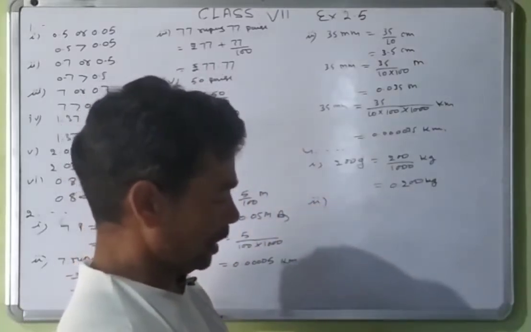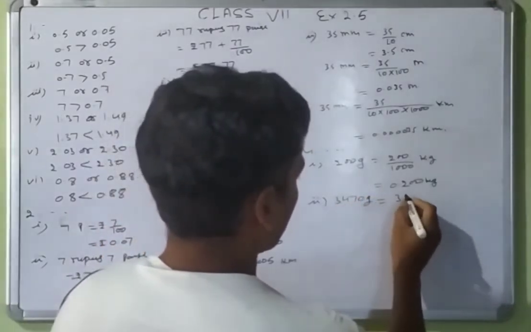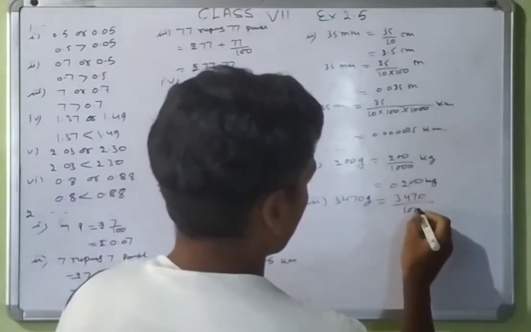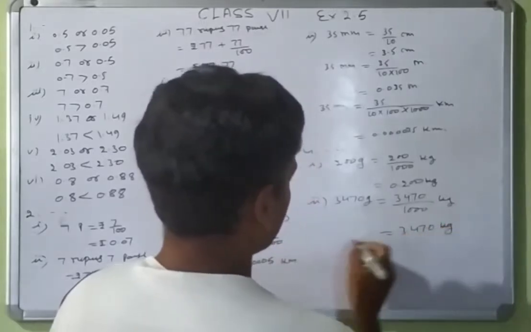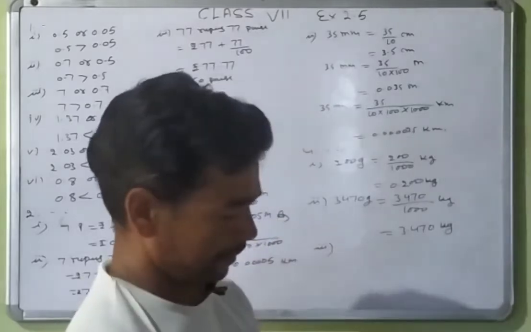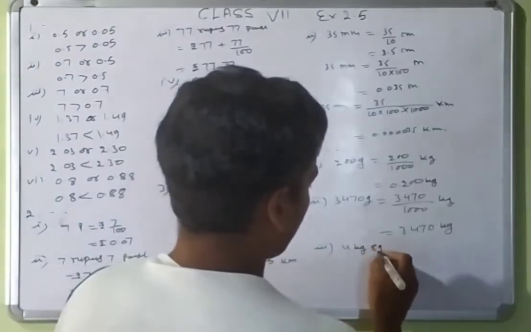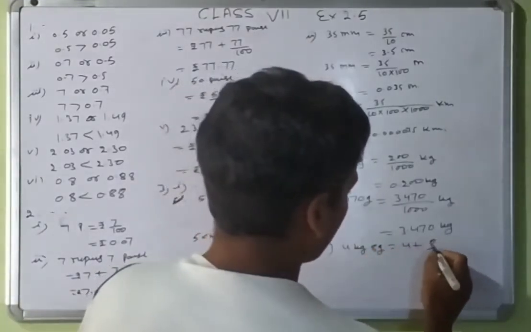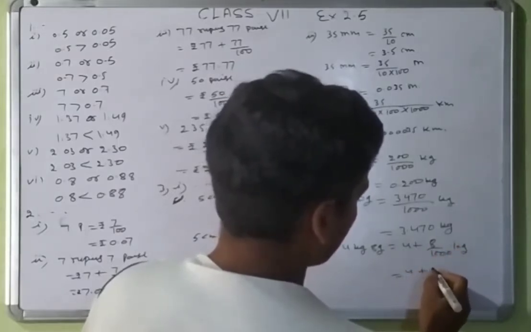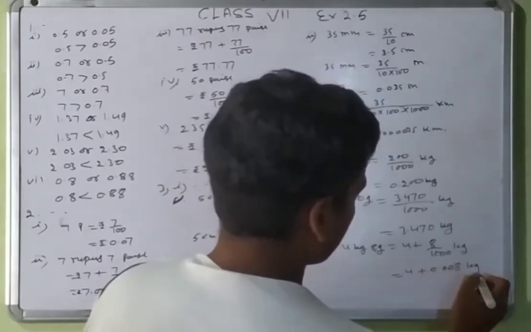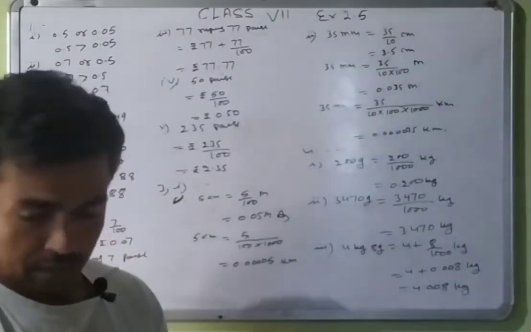Second, 3470 gram. 3470 gram is equal to 3470 upon 1000 kg. So that is 3.470 kg. Third part is 4 kg 8 gram. 4 kg 8 gram is equal to 4 plus 8 upon 1000 kg. So that will be 4 plus 0.008 kg. So that will be 4.008 kg. Right? Now the question number 5.